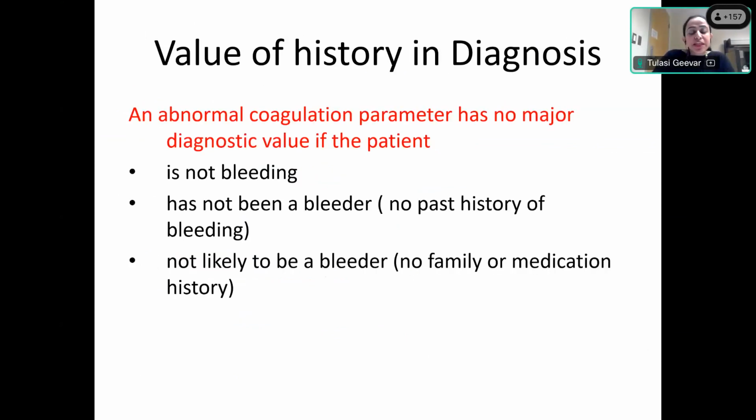So an abnormal coagulation parameter has no major diagnostic role if the patient is non-bleeding. It is just a laboratory phenomenon if you have not correlated that value with the patient's history, if the patient is not bleeding, has not been a bleeder, or is not likely to be a bleeder. So it is very important to correlate your laboratory prolongation with a bleeding history.